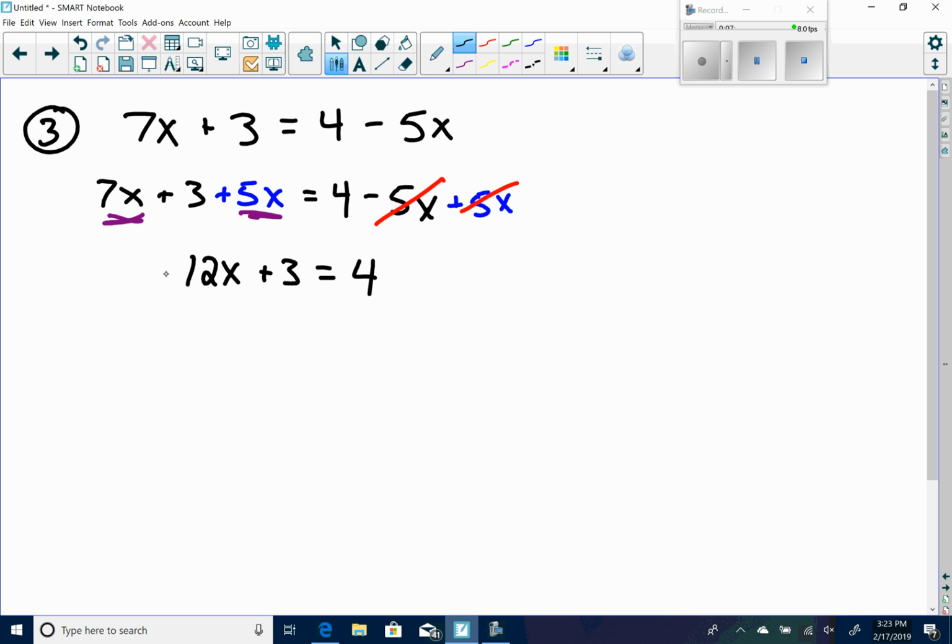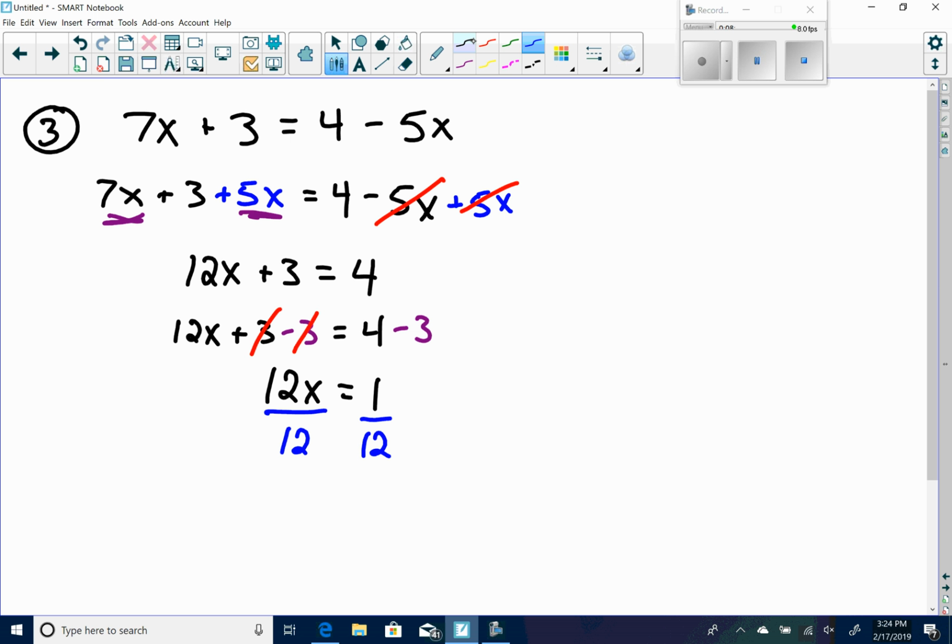Now if we take a look at this, I have 12x plus 3 that I'd like to get rid of the plus 3. I want to subtract that. Show that I am subtracting 3 from each side. Again, these 3's will cancel out. I am left with 12x equals 1. After that, I have 12 times x, so I'd like to divide both sides by 12. And as I mentioned before, a lot of these problems don't work out too nice. So I'm just left with a fraction here of 1/12.